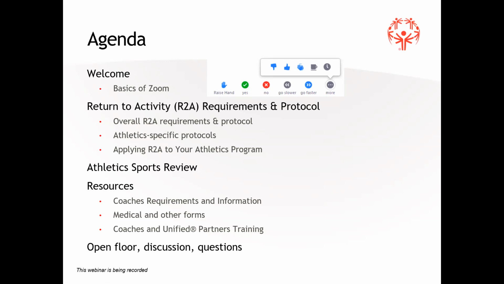So looking at the agenda tonight, we'll look over the basics of Zoom here, as we've talked about already. We'll go into the return to activity protocol. So we'll go into the requirements protocol there, and then jump into the sport-specific protocols, along with having some polls there to see how we comprehended some topics that were covered, and then how we can apply that to our program specifically. Then we will jump into some sport reviews, mostly regarding rules. And then at the end of the slide, for your reference later on that we won't cover during the session, will be some resources that you can review if you need to. And at the end, again, we'll have an open discussion or question time.